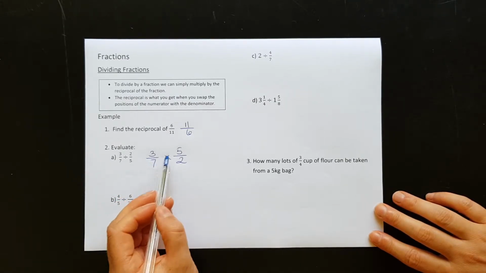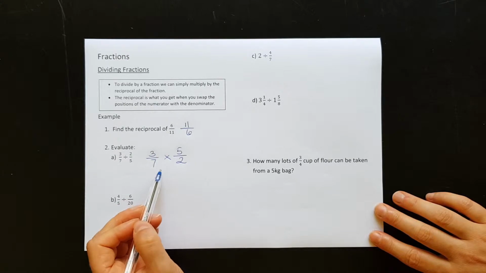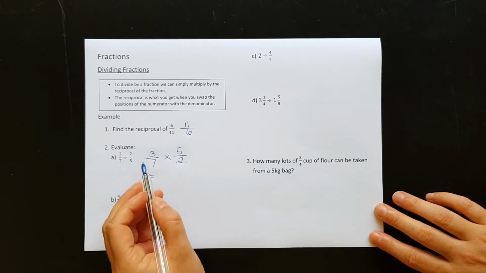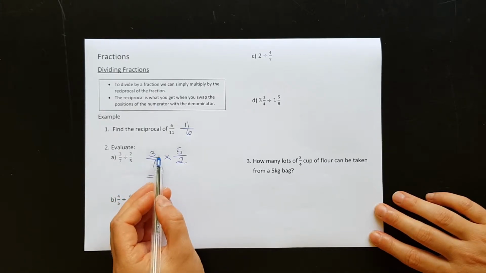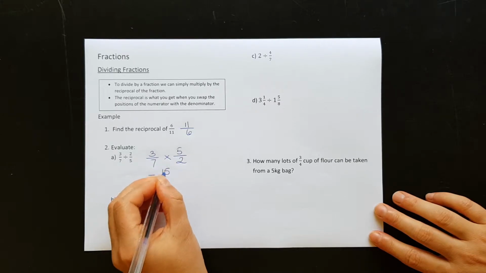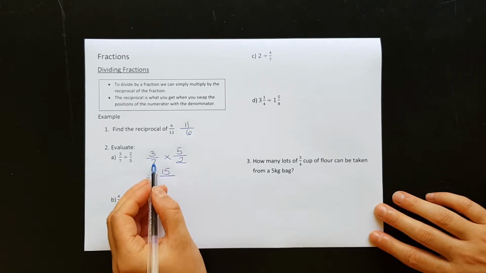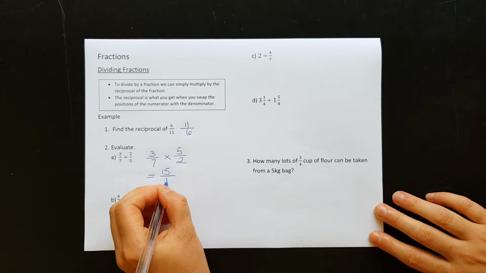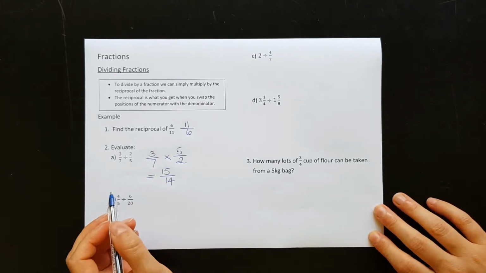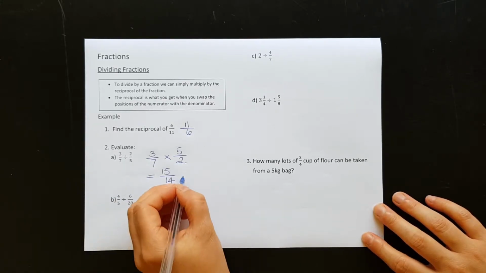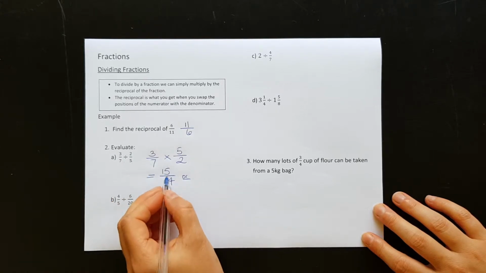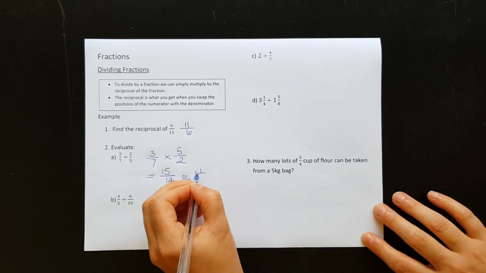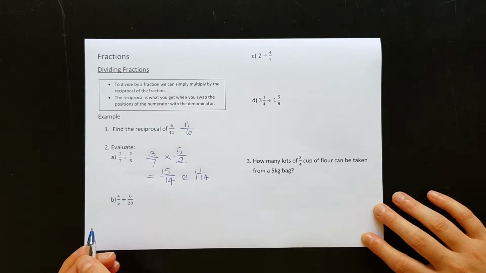So we learned to look for cancelling, which in this case there isn't anything that can cancel. And then we multiply the numerators together. 3 times 5 is 15. And we multiply the bottom together. 7 times 2 is 14. Okay, so 15 on 14 is the answer. Or as a mixed numeral, that would be 1 and 1 over 14.